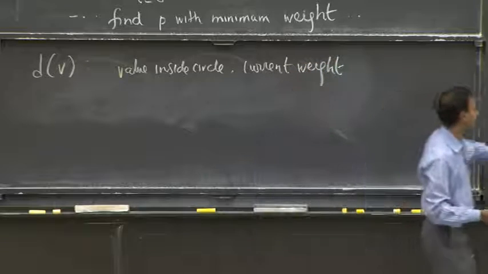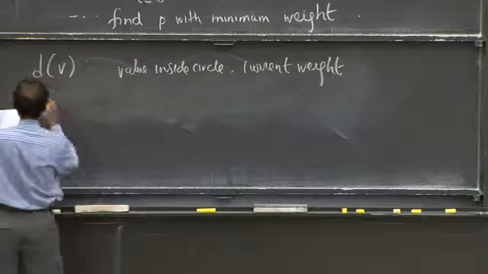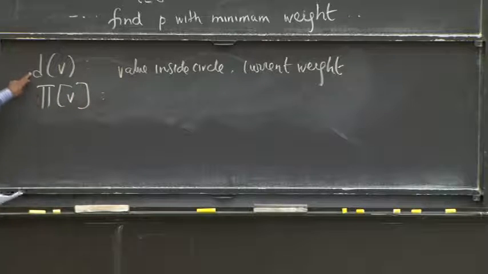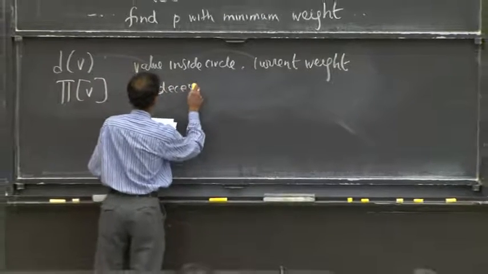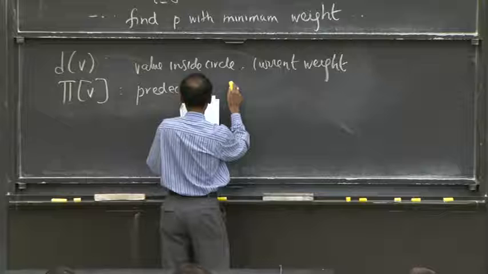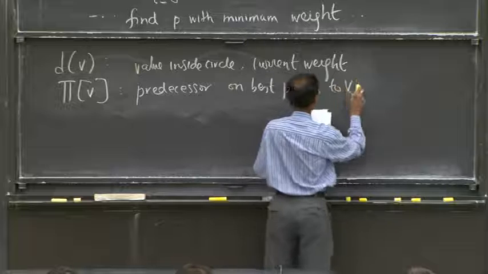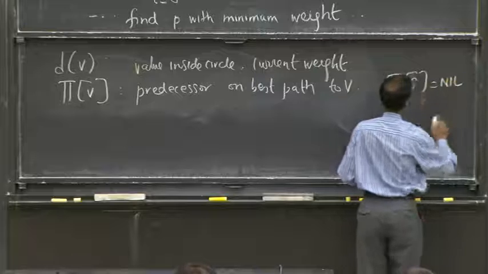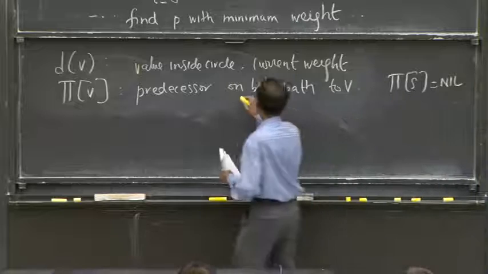And D is something you're very interested in; eventually you want it to go to delta. The other thing you're very interested in is a fairly straightforward data structure corresponding to the D number and this predecessor number. Pi of V is the predecessor vertex on the best path to V. And you set pi of S equals nil. This is eventually what we want.